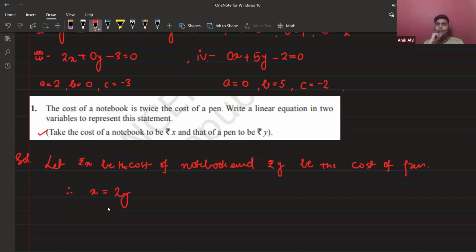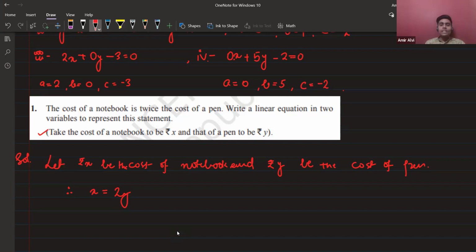But y is equal to 1. What are you saying, Simrat? You said the cost of the pen is 1. It was just an assumption. Oh, okay. It was an assumption. Okay, don't get confused.